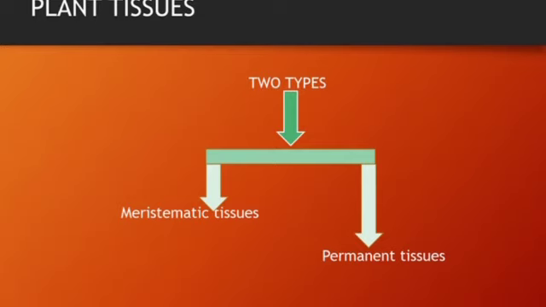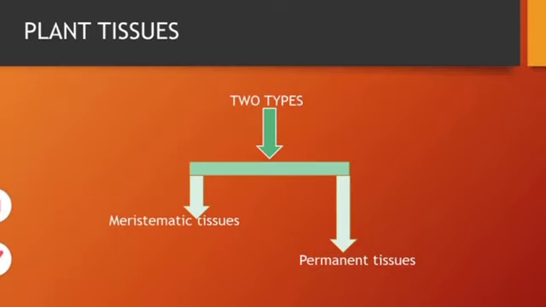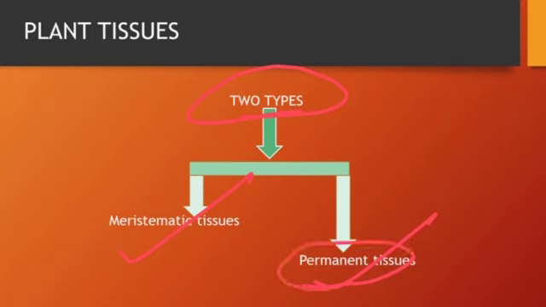Coming to our next slide, we'll start with plant tissues. Plant tissues are of two types. One is meristematic tissue, another one is permanent tissue. From the word permanent, you can guess that these tissues are permanent, means they have lost the ability to divide. Just opposite to that, meristematic tissue rapidly divides to give growth to the plant.